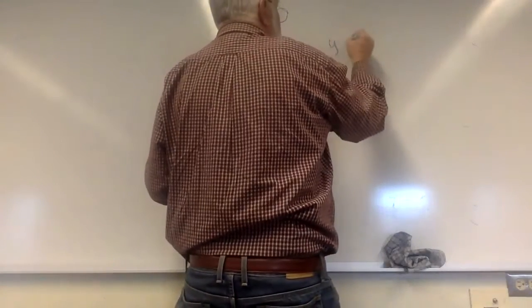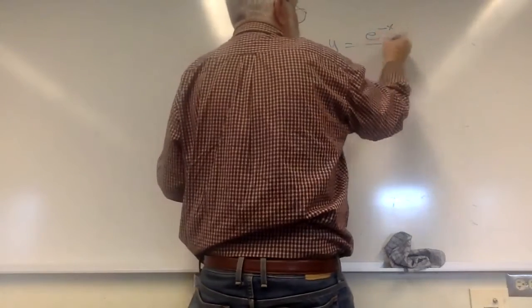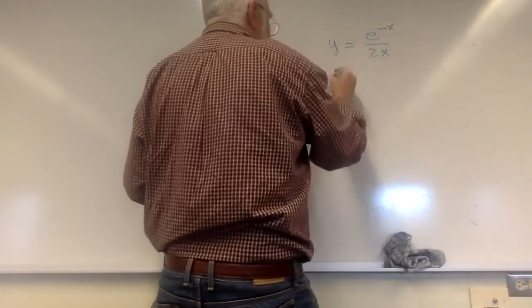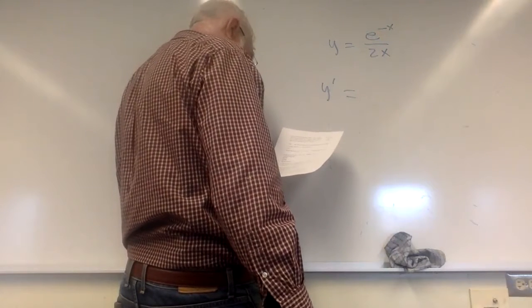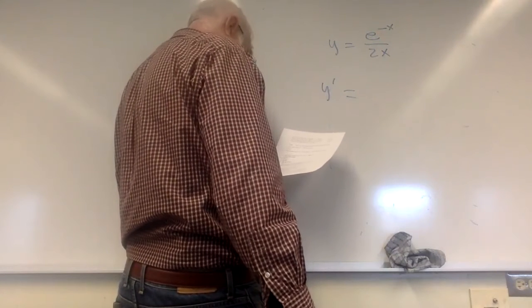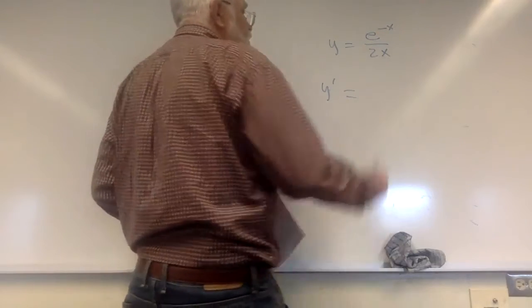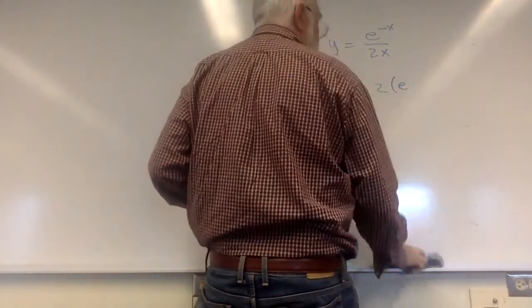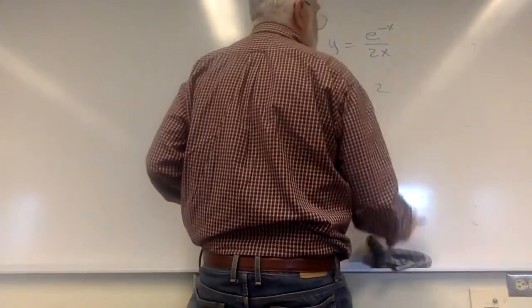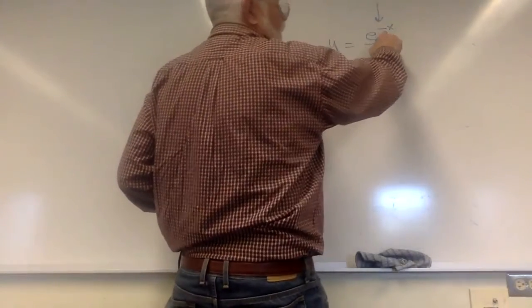Y equals e to the minus x over 2x. Hopefully you remember the jingle for y prime. Some of you got it wrong on the last test. I got news for you, you can't afford to get a problem like this wrong. Low d high. We all make mistakes. Low d high. Don't forget the minus, the chain rule.